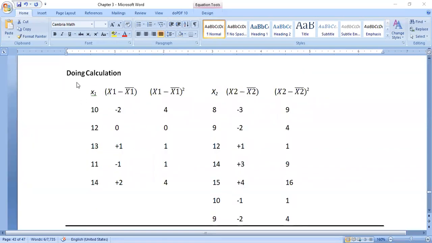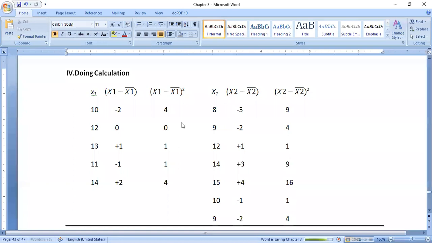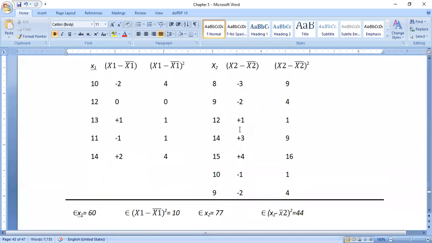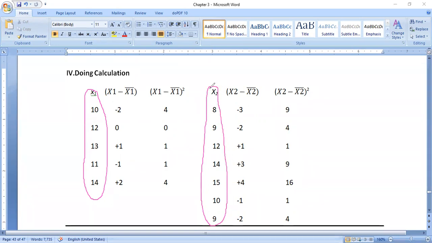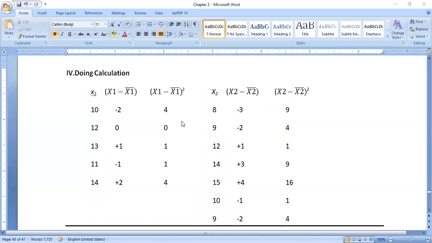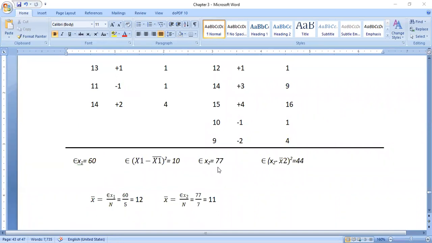Then after doing calculation, this is the fourth step. In the calculation, we need to find the x bar 1 value and x bar 2 value. To obtain those values, we follow this procedure. Instead of writing drug A, I am writing x1, the drug A information, and instead of drug B, I am writing x2. From this information we need to find x bar 1 and x bar 2. So simply we are going to calculate the x1 values and x2 values.